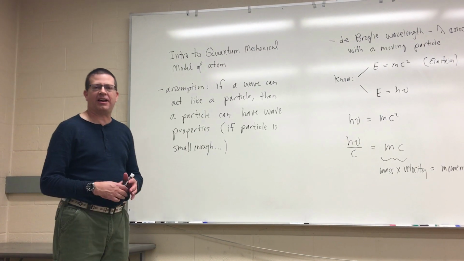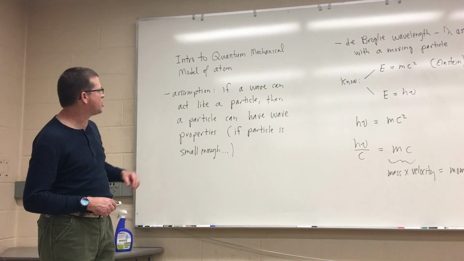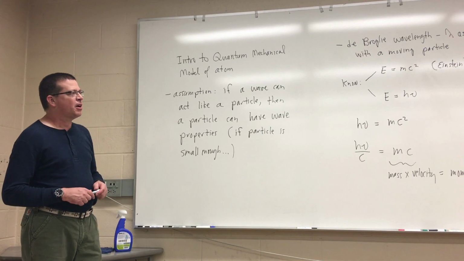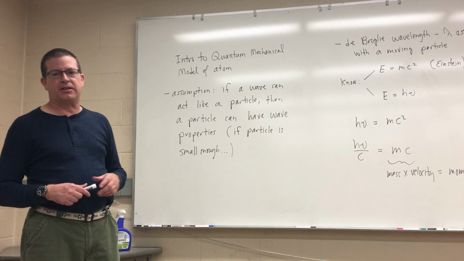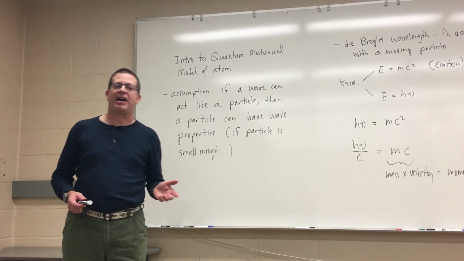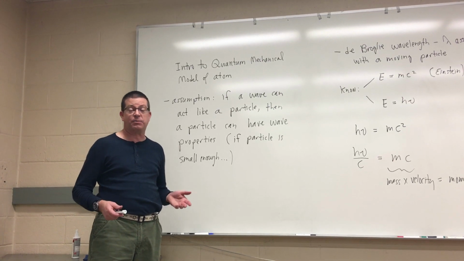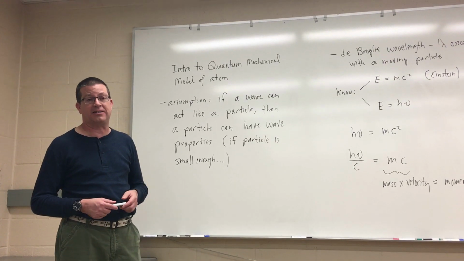Welcome back, folks, and the topic of today's video is going to be a simple introduction to the quantum mechanical model of the atom. So why do we need a different model? Obviously this is going to be something different from the Bohr model that we were talking about. And we saw in class that the Bohr model did a really good job of explaining the line spectrum that we see for the hydrogen atom when we get it into the excited state.